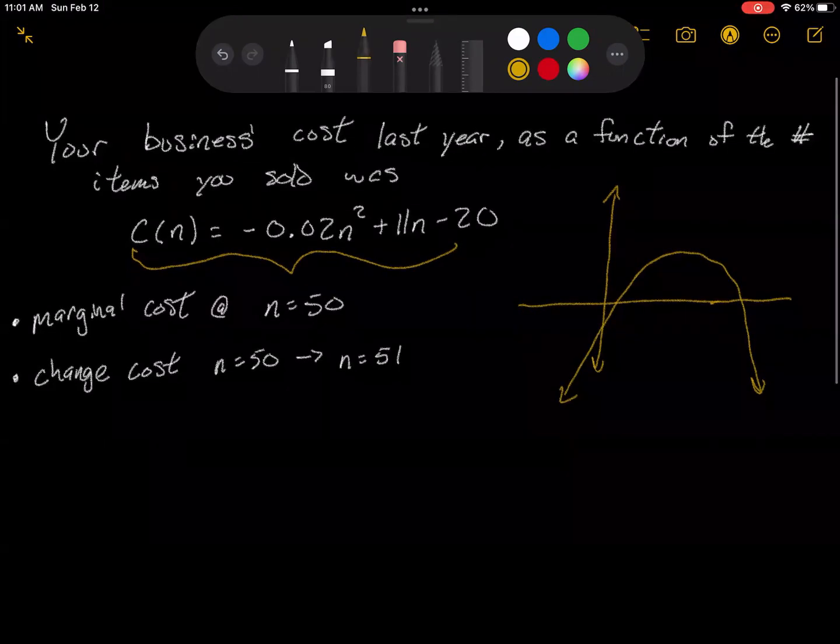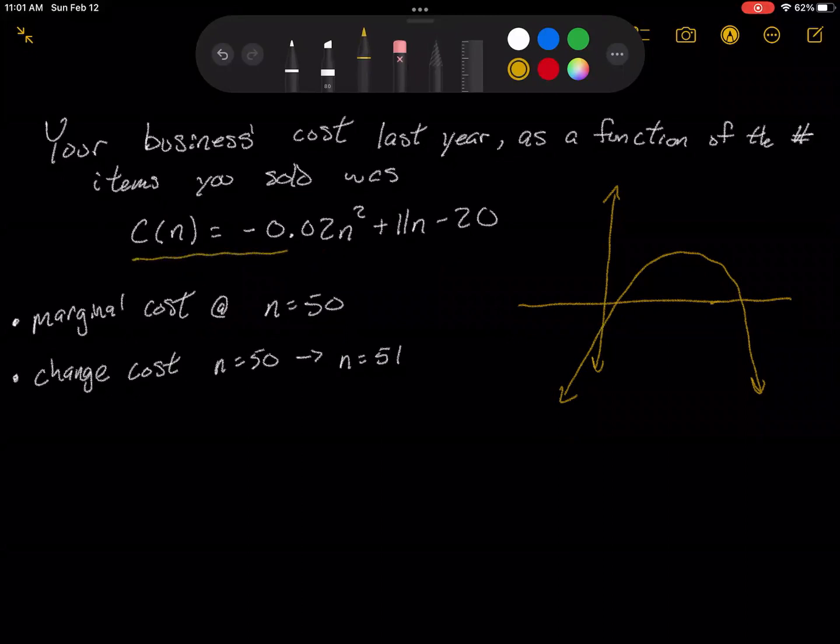All right, so this is our cost function. Let me underline that cost function, try to keep the colors the same. So that's my cost function in yellow. So first part, we want to evaluate the marginal cost at 50 items.